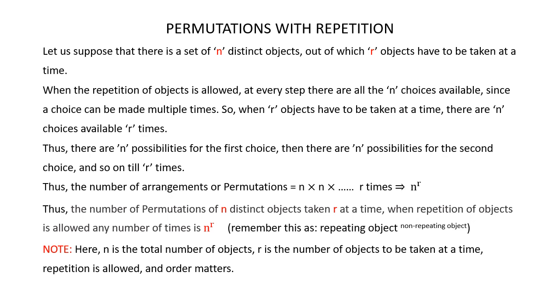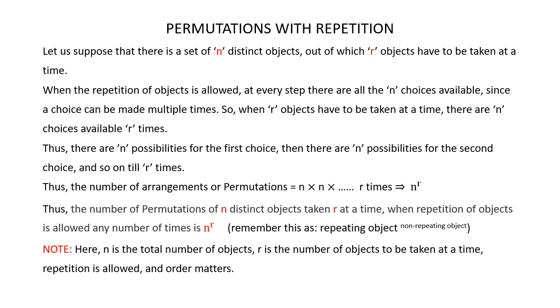Let's learn more about permutations with repetition. Let's suppose that there is a set of n distinct objects, out of which r objects have to be taken at a time. Now, when repetition of objects is allowed, at every step there are all the n choices available, since a choice can be made multiple times. So, when r objects have to be taken at a time, there are n choices available r times.